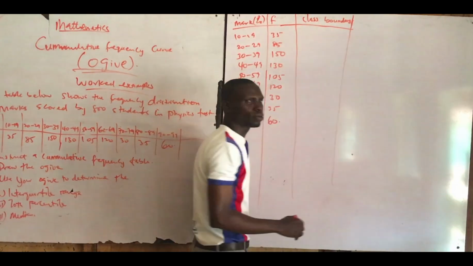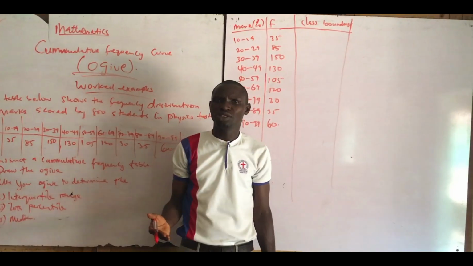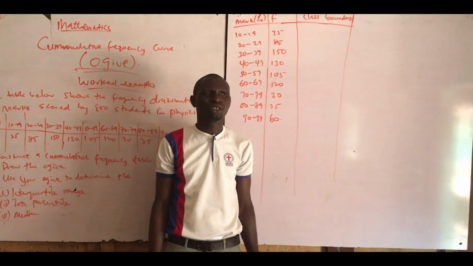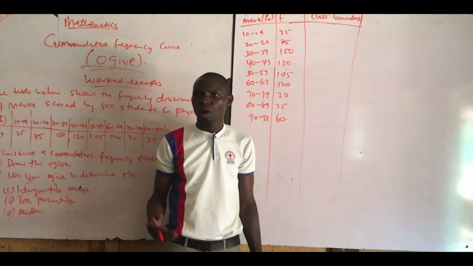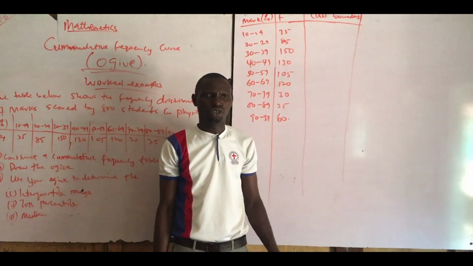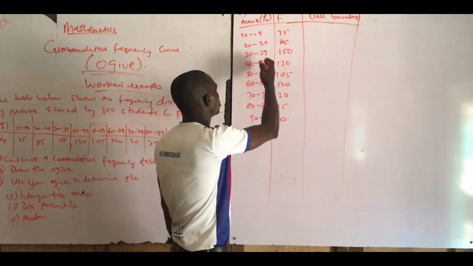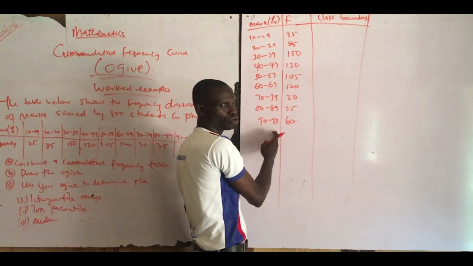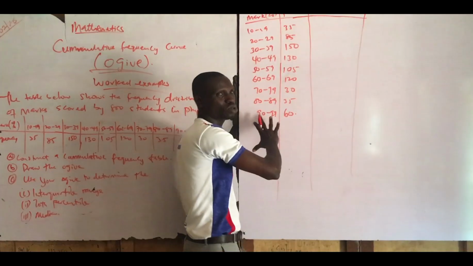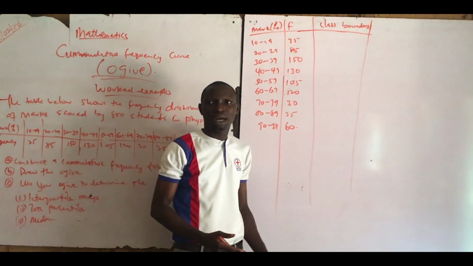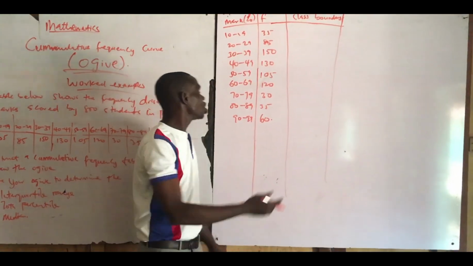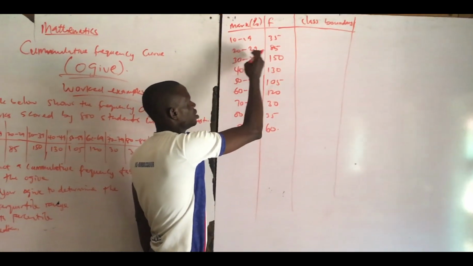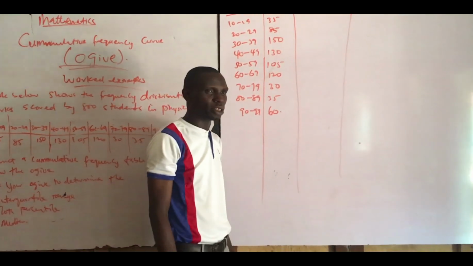For class boundaries, you can have both upper class boundary and lower class boundary. Will you concentrate? The figures that are here are the lower class boundaries, then the figures that are here are the upper class boundaries. When you see this class mark, you will see that some numbers are bigger, while some are smaller. You can see 10 is smaller, 19 is bigger, 20 is bigger, 29 is smaller, and so on.